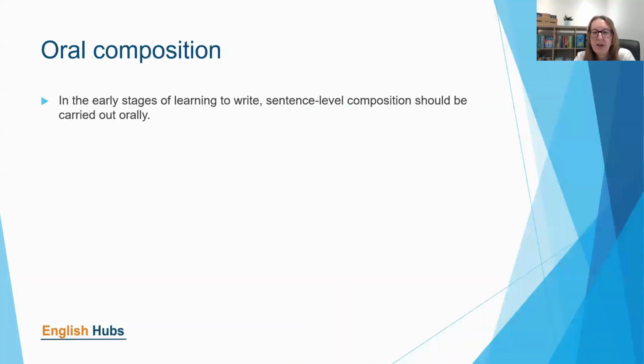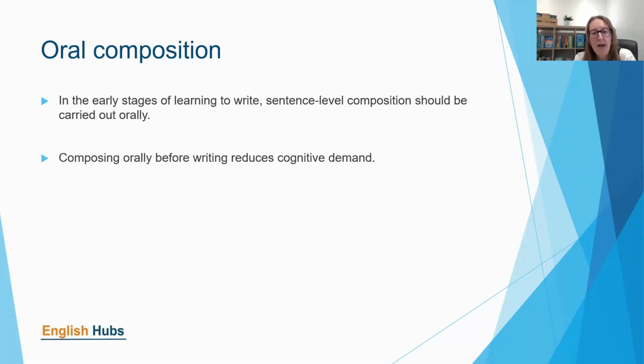In the early stages of learning to write, sentence level composition should be carried out orally. So it's very clear in the writing framework that in the early stages of learning to write, particularly while children are still developing the transcription skills they need to write their ideas down, sentence level composition should be carried out orally. Visual prompts, such as images from a storybook or photographs, alongside sentence stems, can support children to organise their spoken language into structures that are suitable for written language.